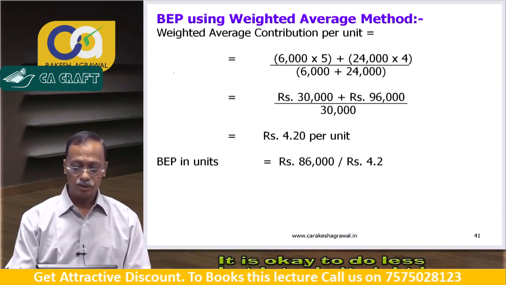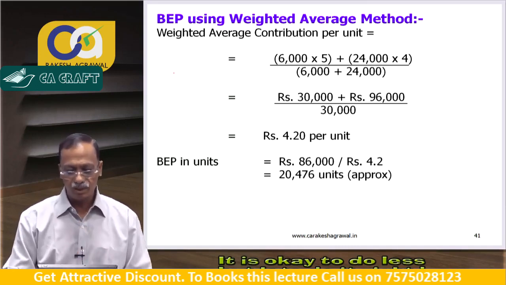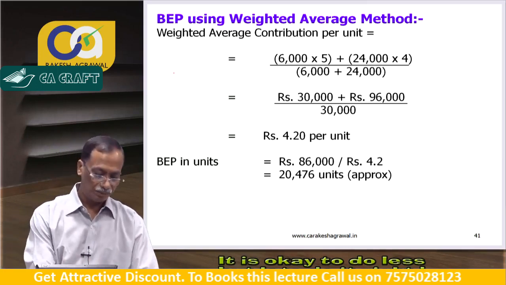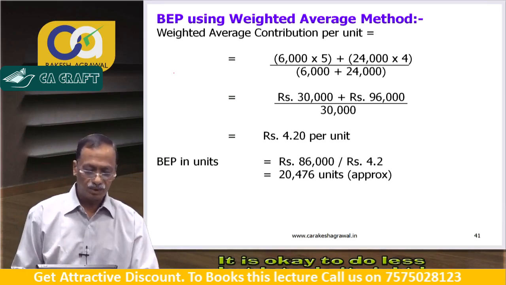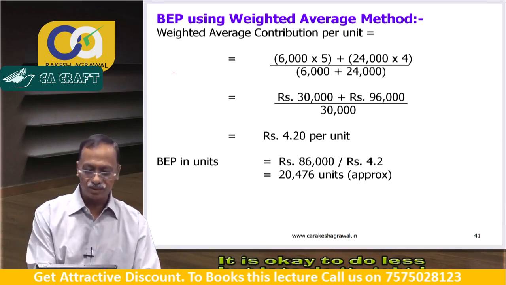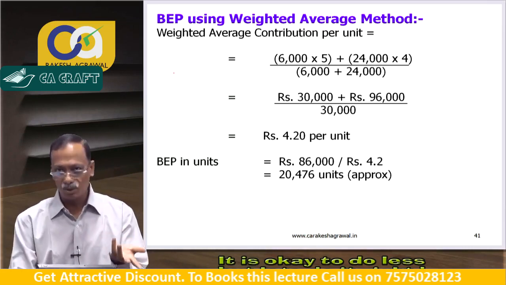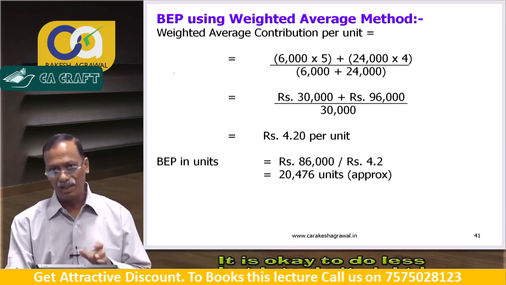86,000 divided by 4.2 is coming in fractions, so I have written it approximately, rounding it off to the higher side: 20,476 units approx. I have rounded it up to the nearest approximate answer. You can write 20,477 also if you want. So 20,476 units approx is the answer.